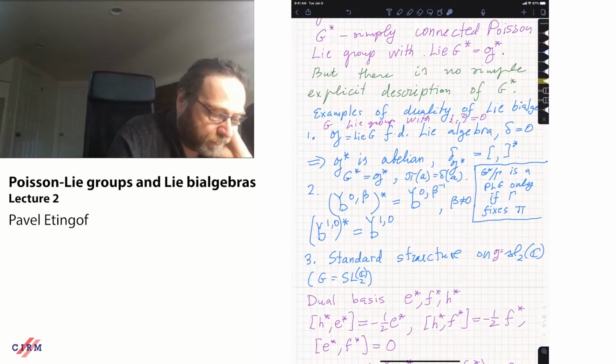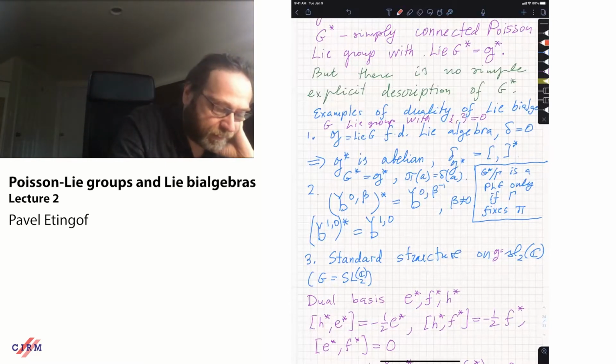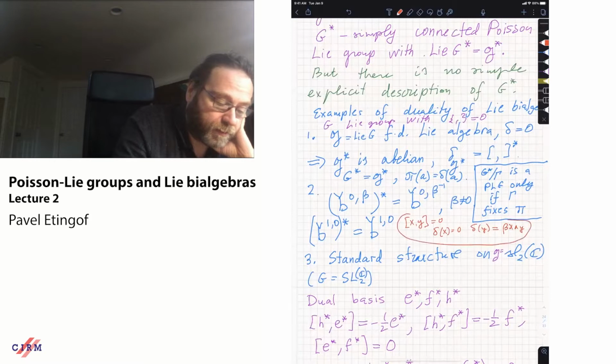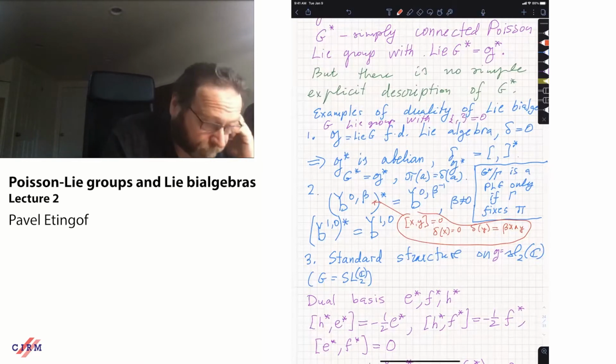Now, the second example is the two-dimensional Lie bialgebras. I will not check it explicitly, but it's an exercise. The dual of B0 beta, which we defined yesterday, is the Lie algebra where the bracket of x and y equals y, and delta of x equals 0, delta of y equals beta x wedge y. Its dual is the same thing, but with parameter beta inverse, where beta is not 0. And similarly, B10 dual is B10.